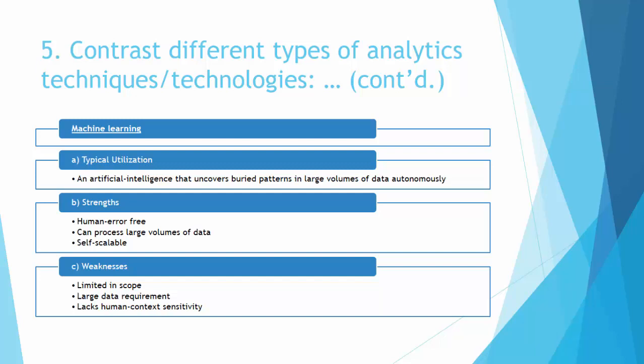and they're also human error free. Now, the weaknesses of machine learning would be, depending on which action needs to be taken and when, various machine learning techniques need to be tried. Acquisition of relevant data is usually a challenge. A lack of human context sensitivity is also an issue with machine learning, where if a bias exists in the data, the algorithm will perpetuate that bias.